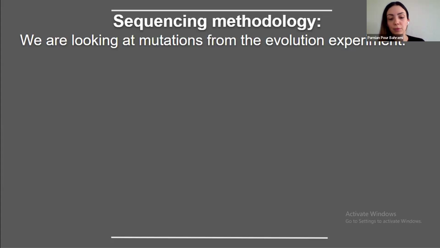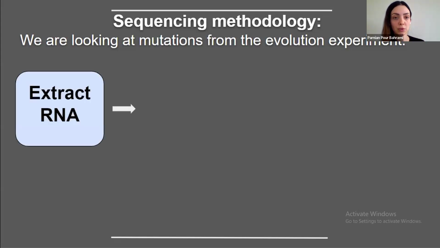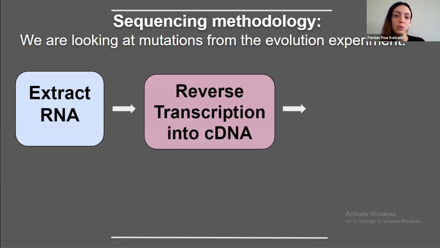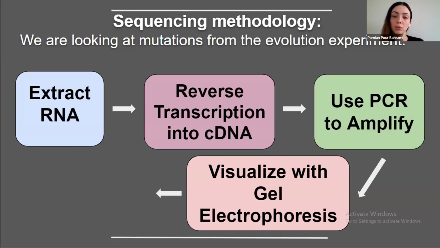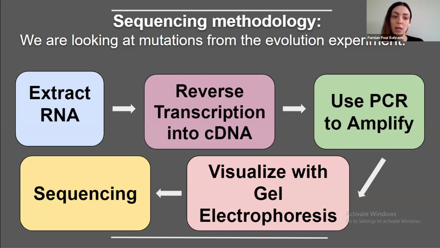So now we are finished with the experimental design and moving to the methodology and sequencing. So we are looking at the mutations for the evolution experiment. First of all, we need to extract the RNA and purify the genome. And then we need to reverse transcribe it to cDNA for the further steps, and then use PCR to amplify the genome that we are aiming to study. And to make sure that we have the genetic material, we need to visualize them with gel electrophoresis and sequence the genome.